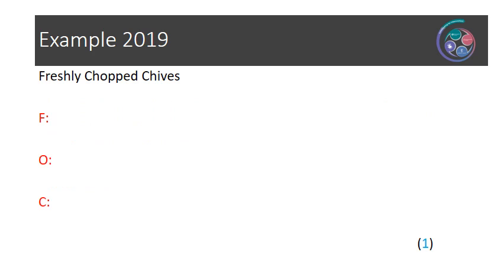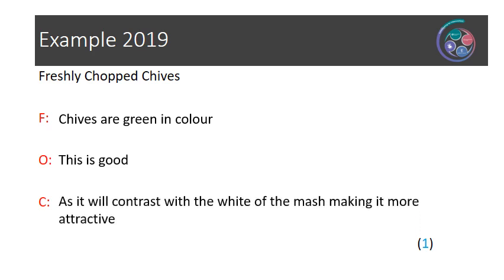For freshly chopped chives, you could have had: chives are green in colour. This is good, as it will contrast with the white of the mash, making it more attractive. 1 mark.